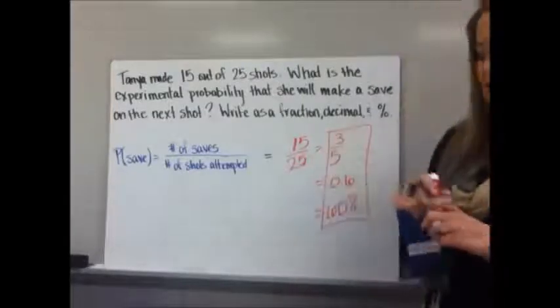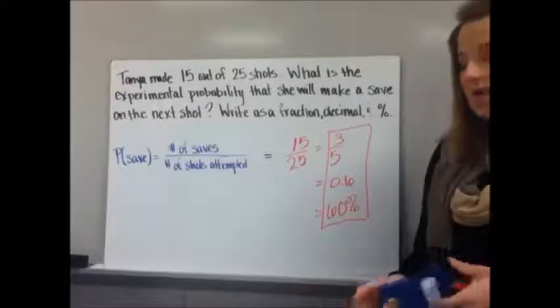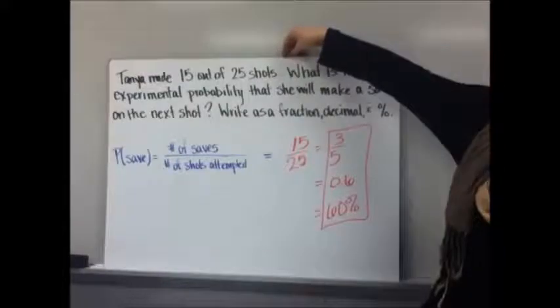So if you think back to our first lesson on probability, it's a little bit more likely than unlikely, but it's still kind of going down the middle as to if her chances of making that save were based on what the past experiences were.